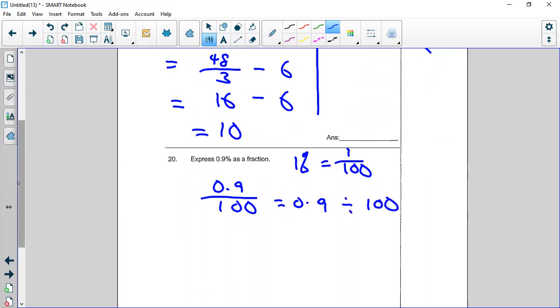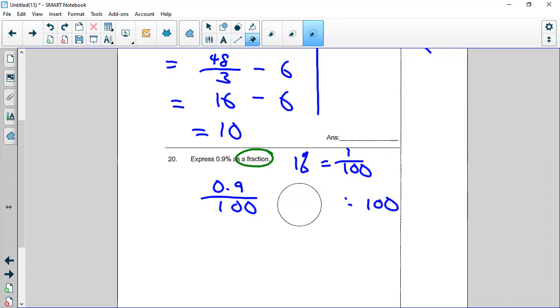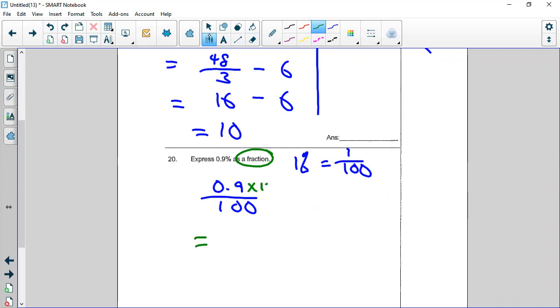Oh, by the way, you want to write as a fraction, right? So if you want to write as a fraction, I don't need to change into decimal because the question wants me to write as a fraction. So how do we write as a fraction? Very simple. Now you just have to times 10 to get rid of the decimal point. What is 0.9 times 10? You shift the decimal point to the right one time only, and you get 9.0 or 9. 100 times 10 is 1,000. That's it.